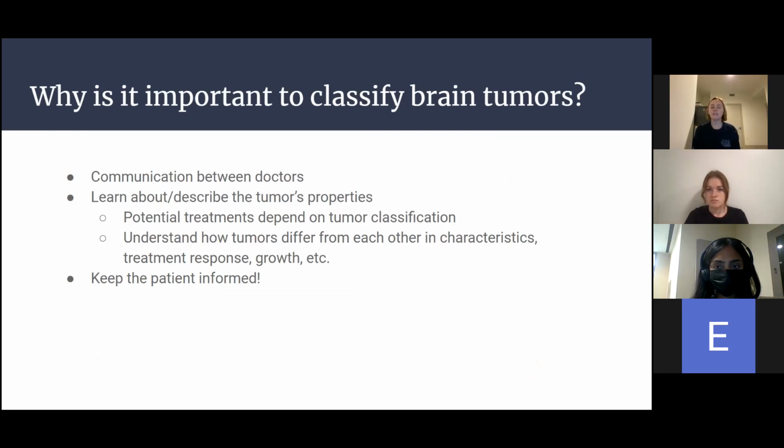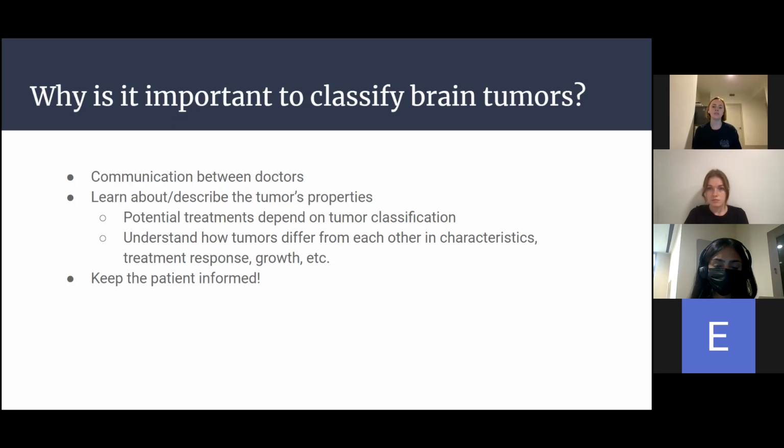First of all, this is a really easy way to communicate between doctors. Instead of just handing a doctor an entire file with all the images and all the tests that you have, classifying brain tumors can convey a lot of information about the type of tumor and even what treatments might work, all in just a couple of words. And this is important because treating brain tumors takes a team. It's not just going to be one doctor. There's specialists, there's different areas. And so communication between doctors is really important so that everyone's on the same page and they can work together.